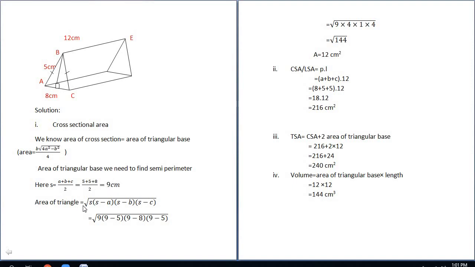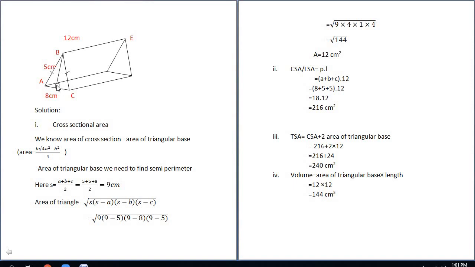Now area of triangle equals, we have the formula root under s, s minus a, s minus b, s minus c. Going through this, see the calculation: root under 9, 9 is the semi-perimeter, 9 minus 5 is one side, 9 minus 8 next side, and 9 minus 5, that is the third side. In calculation, we get area of cross section equals 12 cm square. Similarly, if we calculate this area of cross section by using the other formula, we will get the same value.